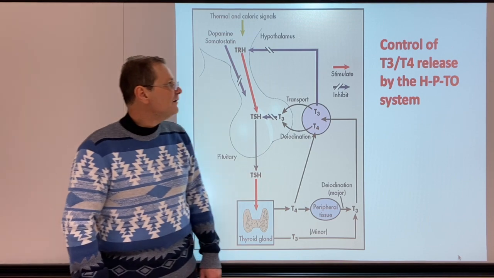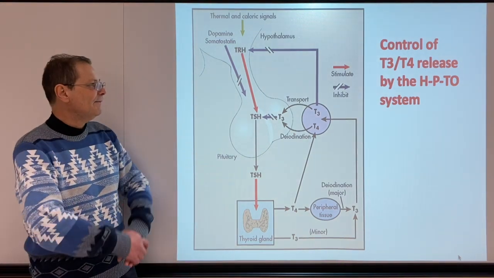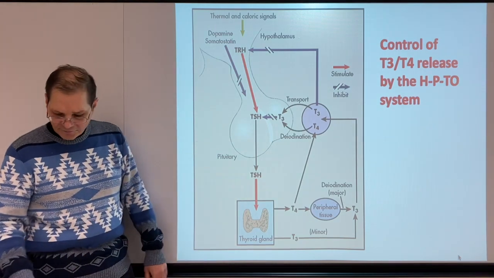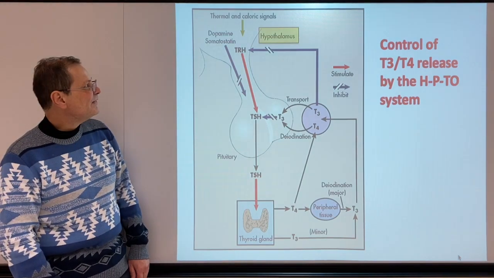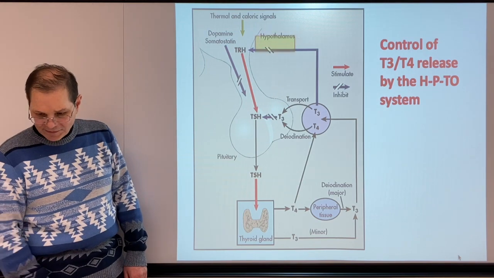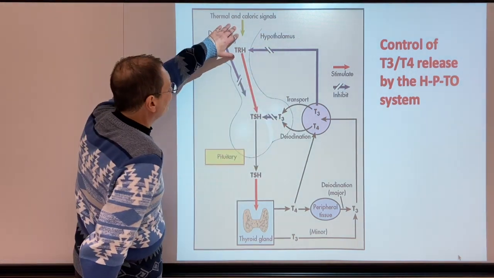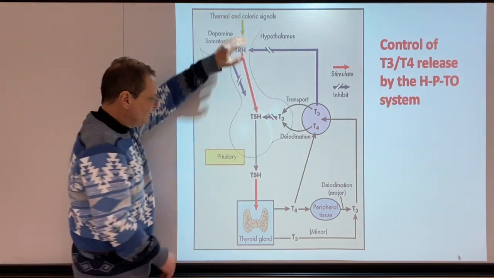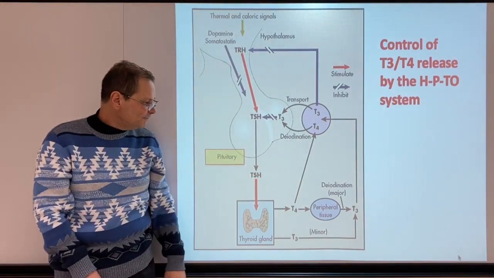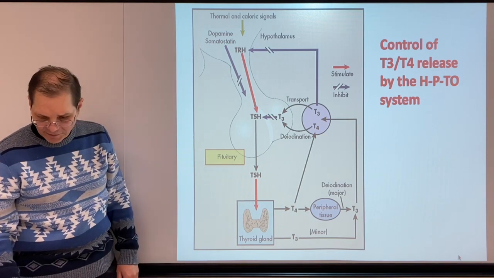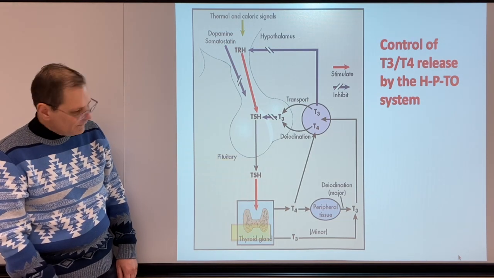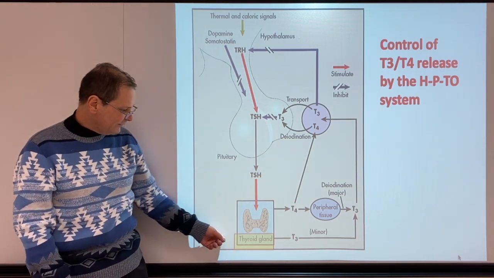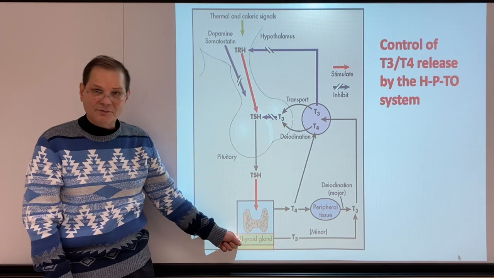So control of release, again, through the hypothalamic pituitary target organ system, again, a very familiar system, I hope, to you now. We have our hypothalamus here in the brain, and it is connected to the pituitary by the stalk, so there's a capillary bed here, a portal system in between, and then the pituitary secretes hormones which find their way through the circulatory system to the target organs, in this case the thyroid gland.